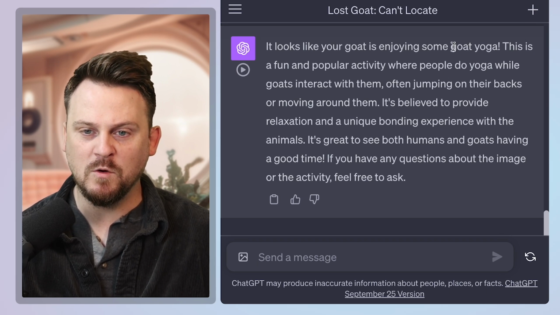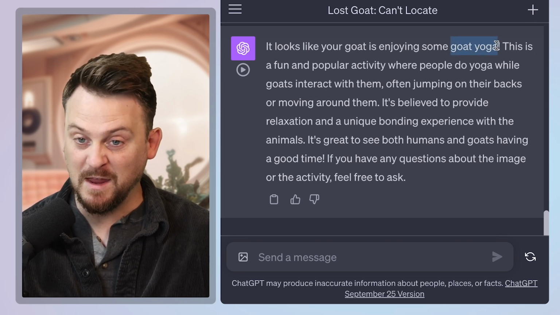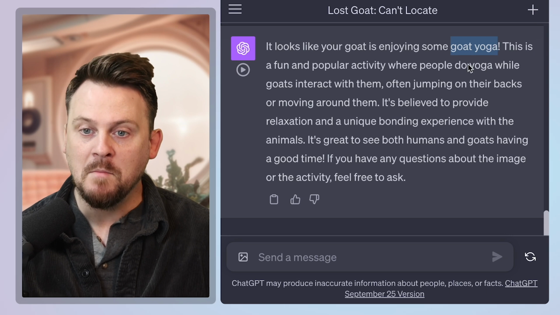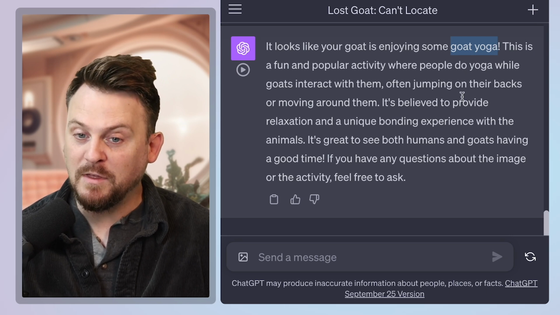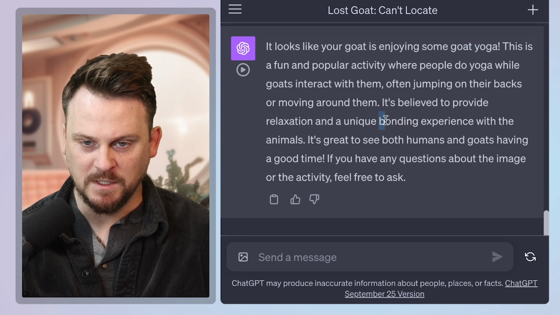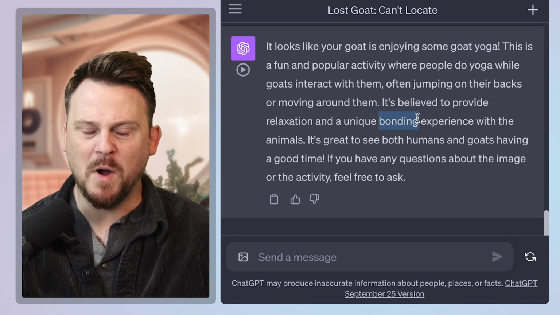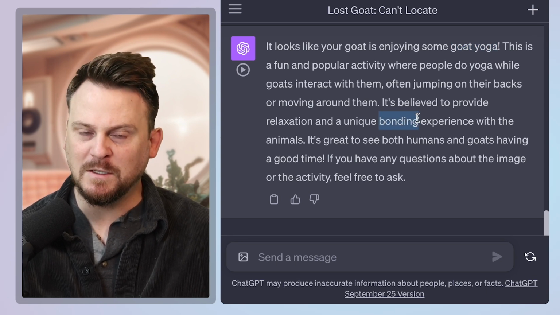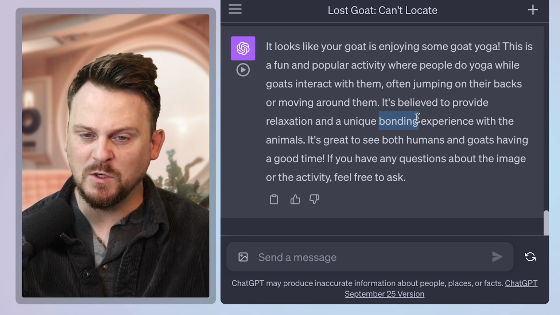Okay, is it important to know goat yoga? Well, that is a thing now, so maybe. But there are some other, I think, interesting things going on. Bonding experiences. Okay, so what is a bonding experience?